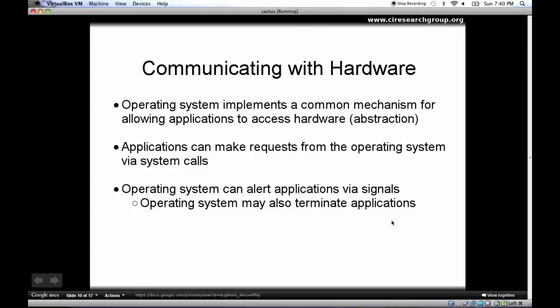Operating systems are also able to alert applications that hardware has changed. Perhaps a network packet has come in. Perhaps the user has pressed a key on the keyboard. These alerts are delivered via a system called interrupts and refer to entering the kernel from the bottom half, from the hardware side of the operating system. We should also note that operating systems can manage and terminate applications by sending signals to those applications.